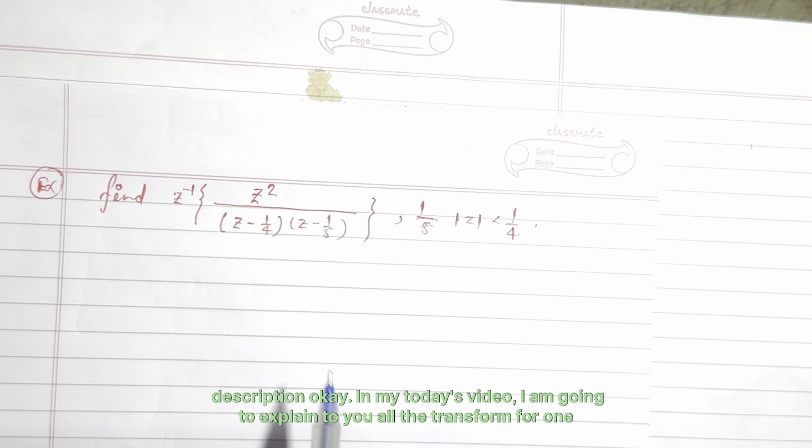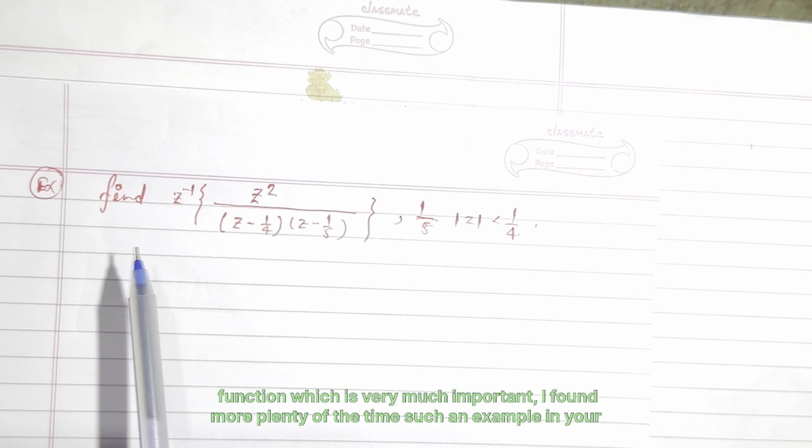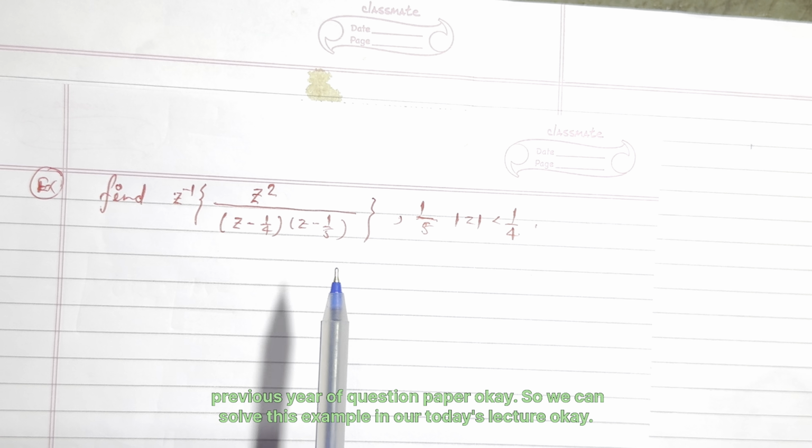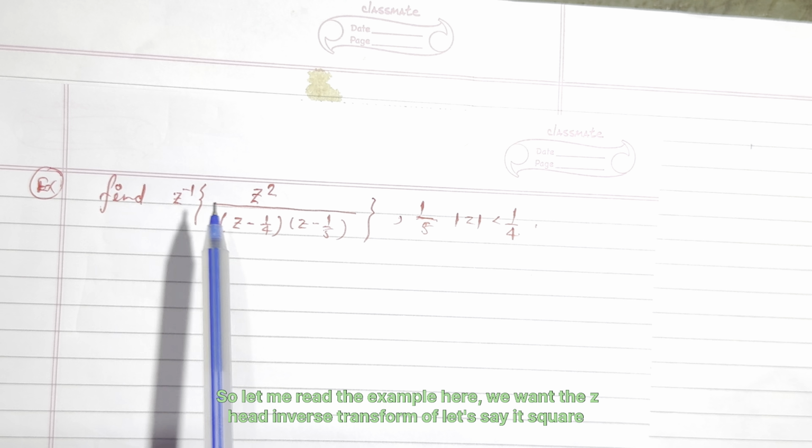In today's video I'm going to explain the Z transform for one function, which is very important. I found such an example plenty of times in your previous year question papers. So we're going to solve this example in today's lecture. Let me read the example here.